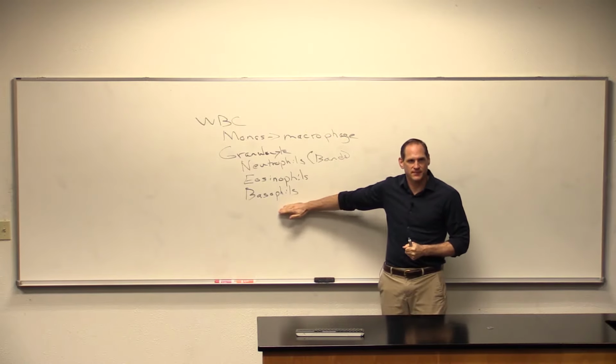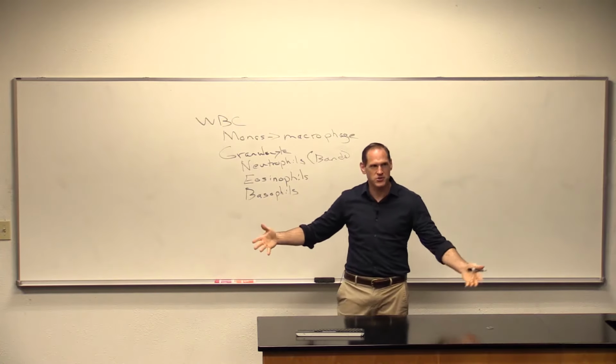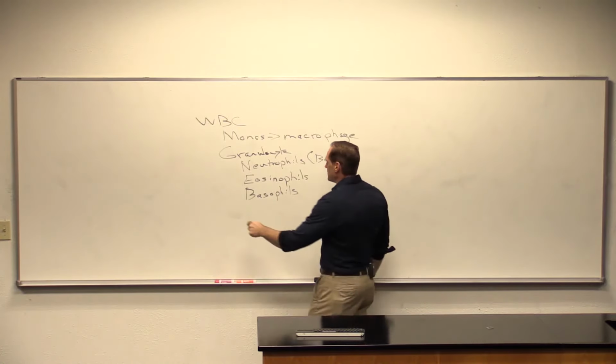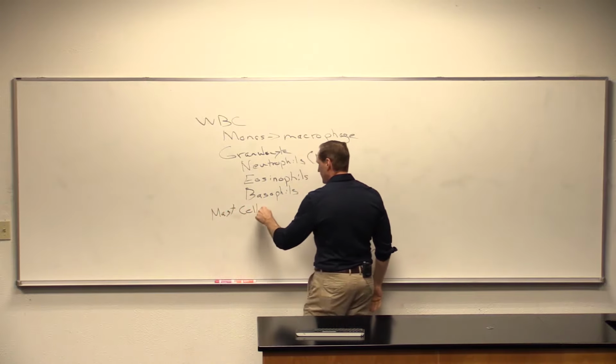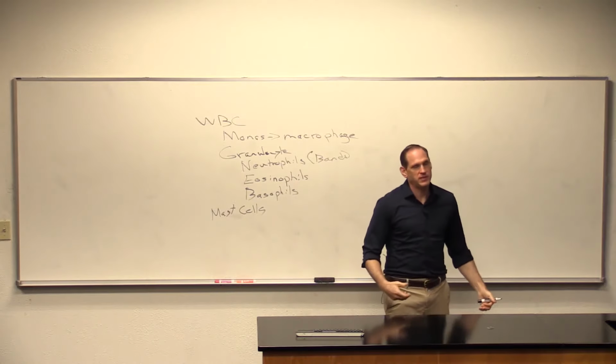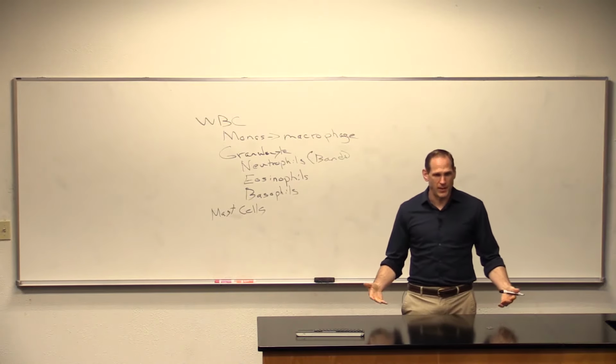Is that right? Okay, so now new things. Next we have something that is called a mast cell. Now, mast cells are kind of interesting because they don't live in the blood. But we think that they were originally white blood cells.